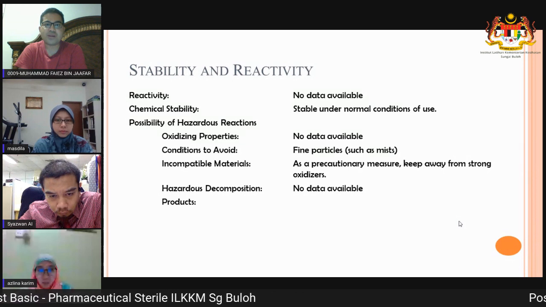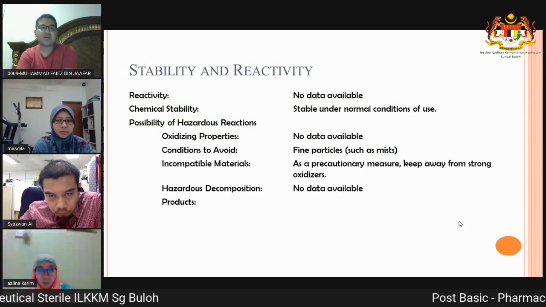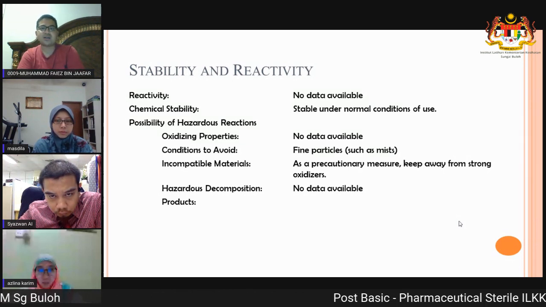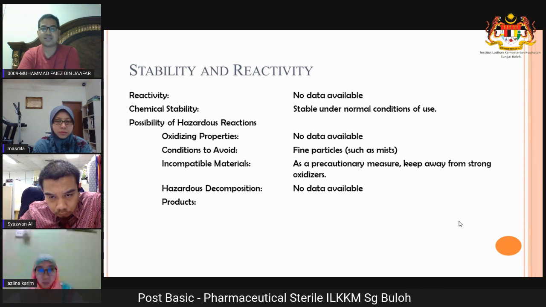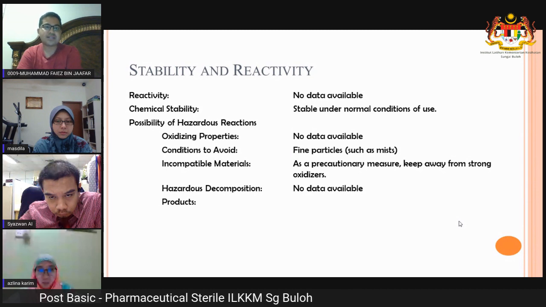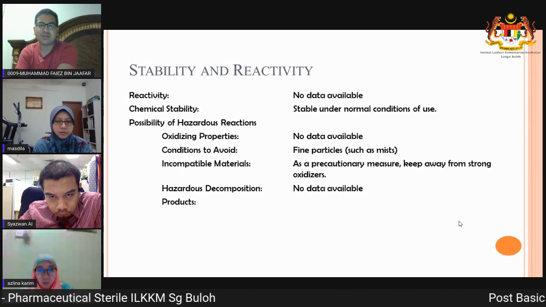Condition to avoid: fine particles such as mist. Incompatibility material, as a precaution measure, keep away from strong oxidizer. So the hazardous decompose, no data available.